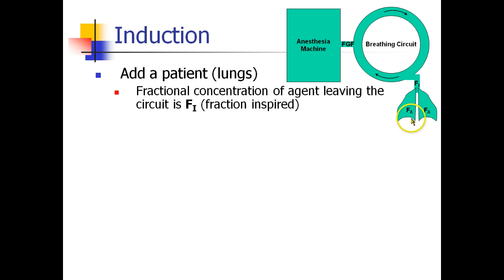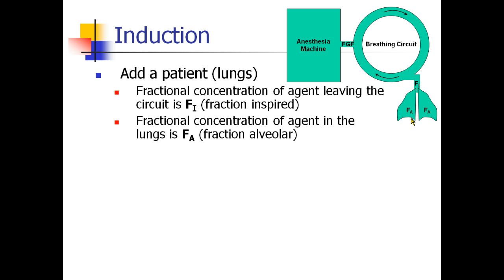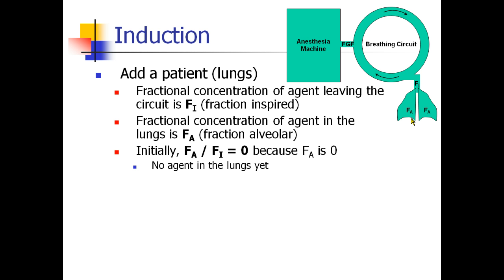Fa is your alveolar concentration. It's the fractional concentration of agent in the lungs. Initially, Fi is, let's say, 1% sevoflurane, but Fa is 0, because when we first connect this thing to the patient's lungs, there's no sevoflurane in their lungs, so Fa is 0. And if we look at this ratio of Fa to Fi, it's 0, because Fa is 0.